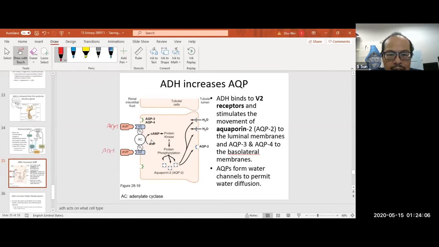ADH will act on it, and that will cause these vesicles to move. These vesicles contain aquaporin channels. Basically, that's the water channel. So it will allow water to go through, and that provides a channel for our body to reabsorb water.